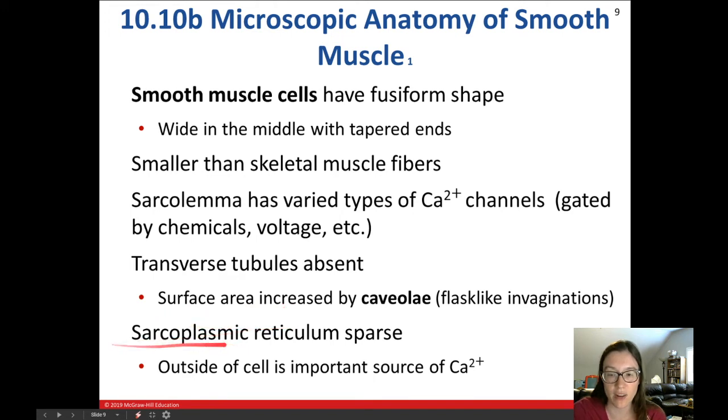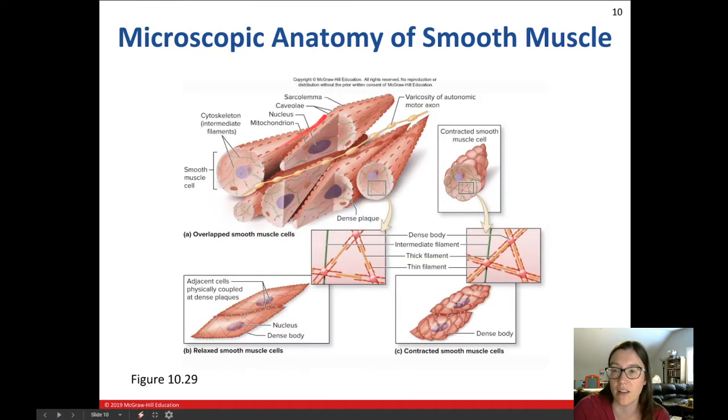They actually don't have very much sarcoplasmic reticulum because they get most of the calcium from the outside of the cell. So this is what they look like. We have our little football-shaped cells. They have a single nucleus, and they have these little indentations called caveolae. And as you can see, they are not striated.